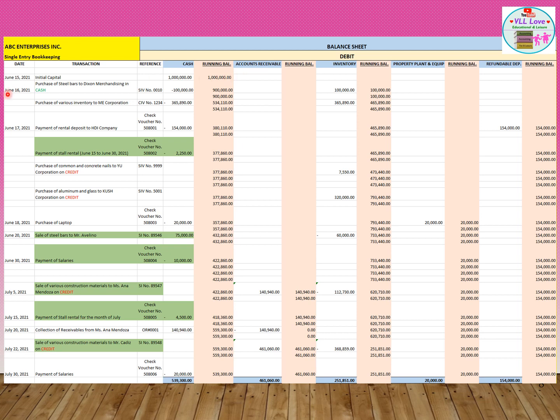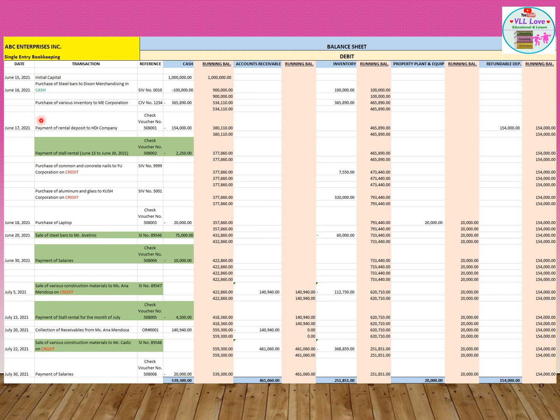Okay? So, next transaction is the purchase of steel bars in the amount of 100,000. So, this is a reduction to cash. So, the running balance of 1 million less 100,000, so we will have 900,000 as the running balance as of June 16.